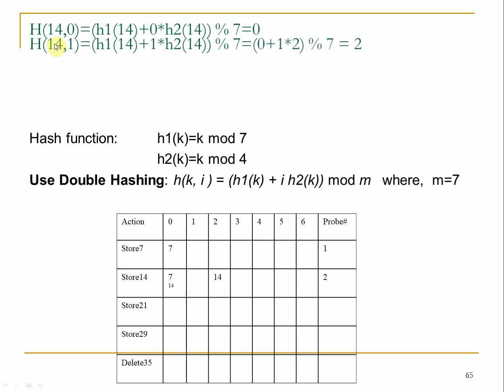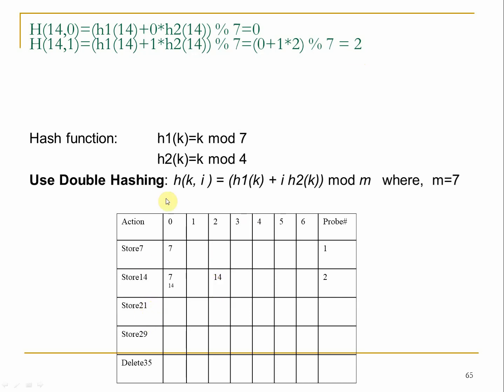So you can see that when we change i to 1 for 14, our second hash function becomes useful and makes us find the location of 2, and therefore we use two probes to store 14 into the right position. Next, store 21.